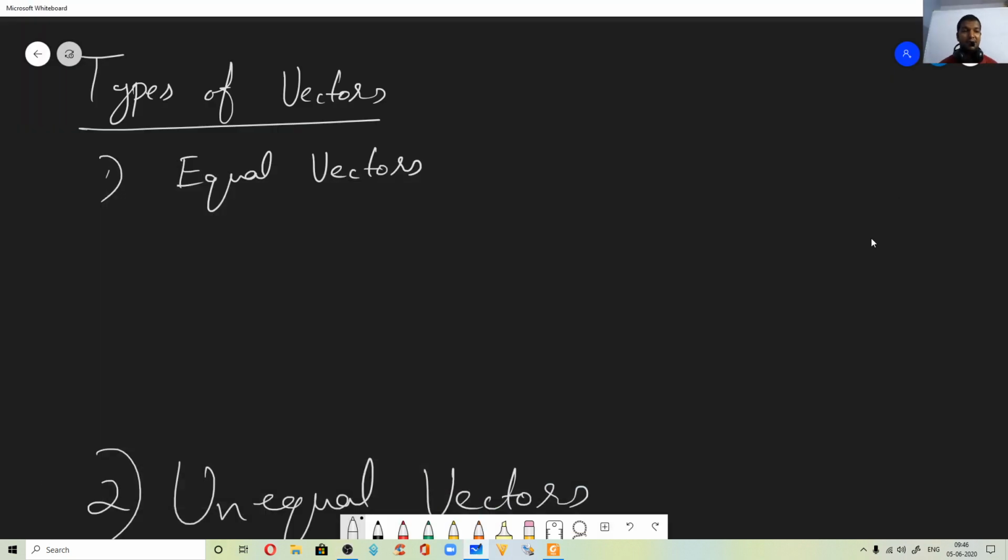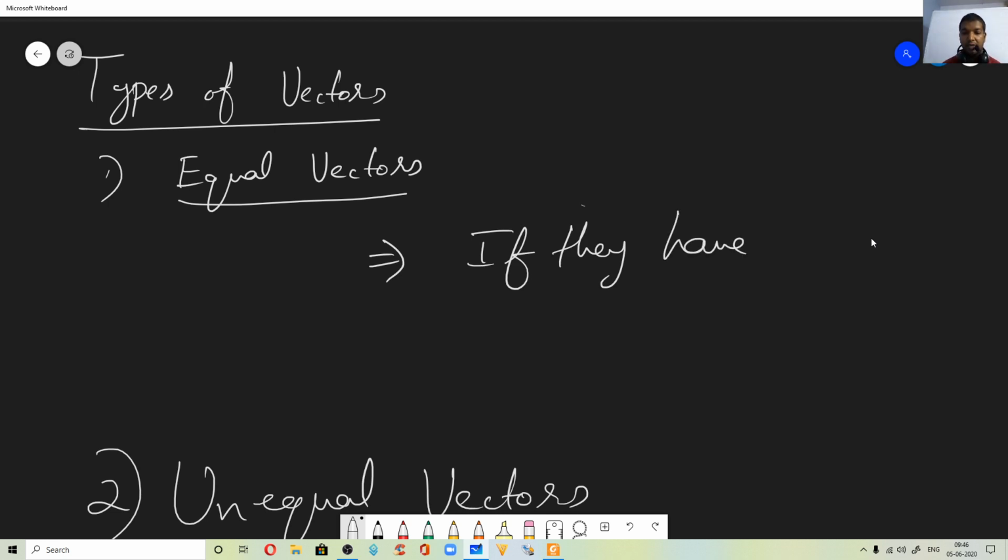Next let us see the types of vectors. I have listed a few vectors here; there are a few others apart from these. Now, equal vectors. What are equal vectors? It is important. Two or more vectors can be called equal vectors if they have the same magnitude and direction. The magnitude and direction must both be the same.